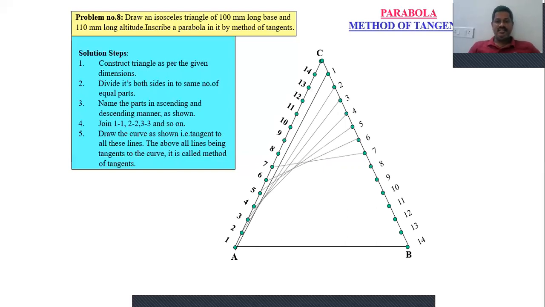6, 6, 7, 7, 8, 8, 9, 9, 10, 11, 12, 13, 14. Then draw a smooth curve touching all the lines. That will give us a smooth curve, and that curve is nothing but a parabola. This method is called the tangent method, because we get a smooth curve by drawing it in such a way that it touches all the lines, and that is called a parabola, like this.